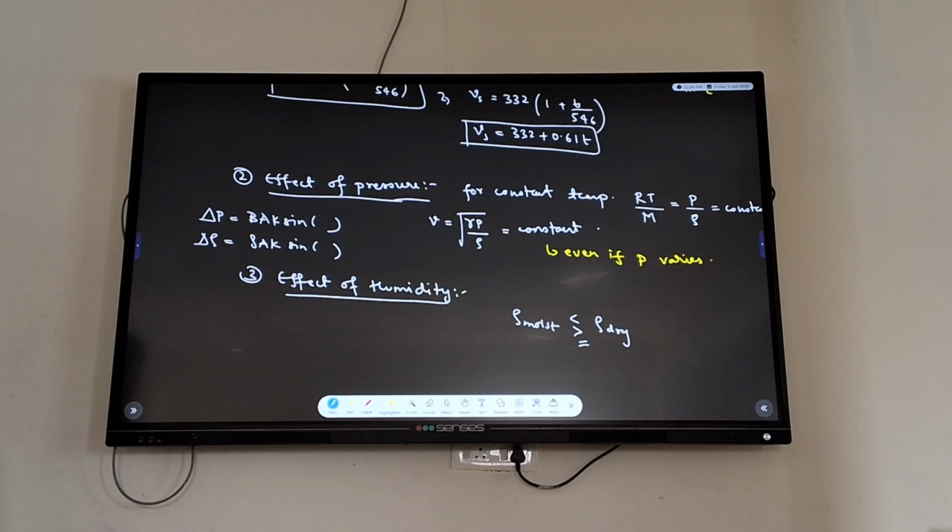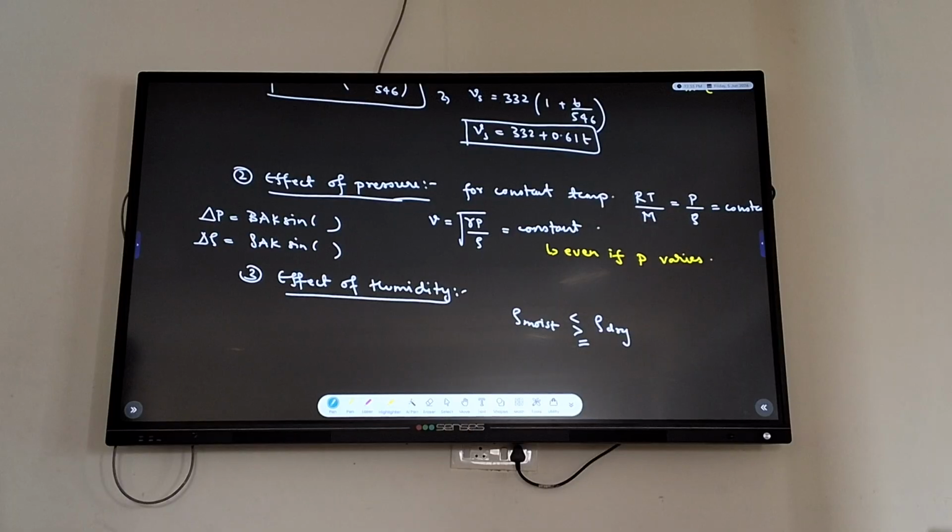Because for the same given volume, mass is more for the moist. Yeah. But then I am asking, what is the correct one? Think physically and then you tell me whether rho moist is greater than rho dry or less than or equal to.